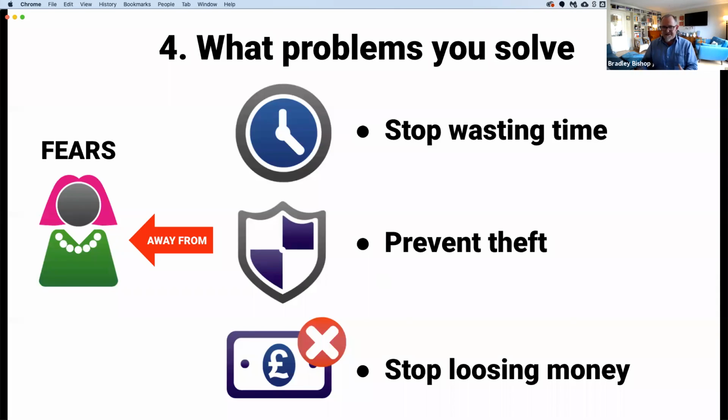So next we're going to talk about the problems that your service solves. For instance, this is your avatar's fears and frustrations. Do you save them time? Are they wasting time by not using your service? Are they liable to get stolen from? Are they wasting and losing money?